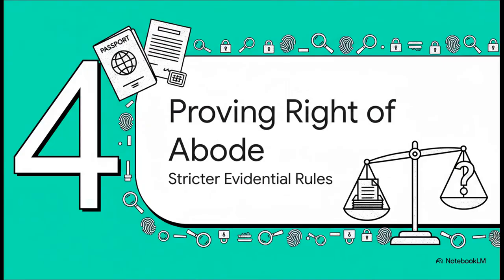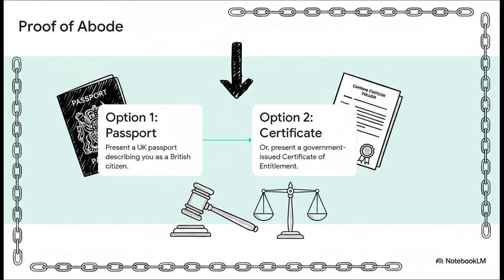So the Act didn't just change the rules for entry. It also got a lot stricter on how you proved you had the right to be here in the first place. The burden of proof was suddenly much more narrow and way more specific. Section 3 really tightened the rules on evidence in a big way. Before this, the requirements were a bit less specific, which could cause confusion at the border. But the 1988 Act made it crystal clear. If you wanted to prove your right of abode, you needed one of two things: either a specific UK passport that describes you as a British citizen, or an official government-issued certificate of entitlement. This standardized the whole process and put the full burden of proof right on the individual.